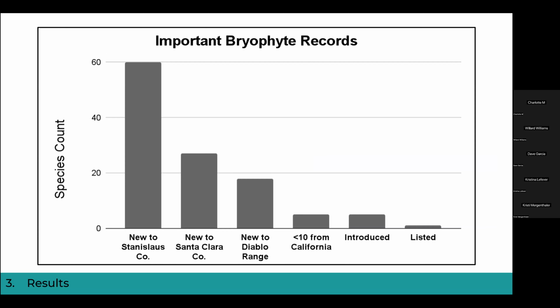Here's a summary of the important bryophyte records from the state park. You can see the county records here, new to the Diablo Range as a whole, things that are rare from California, that is less than 10 occurrences from the state, introduced species, and then of course the listed species.